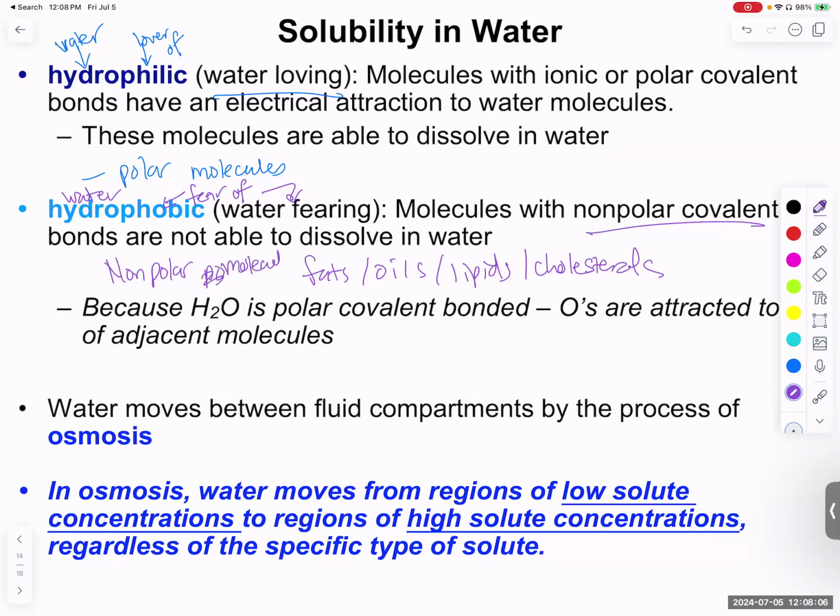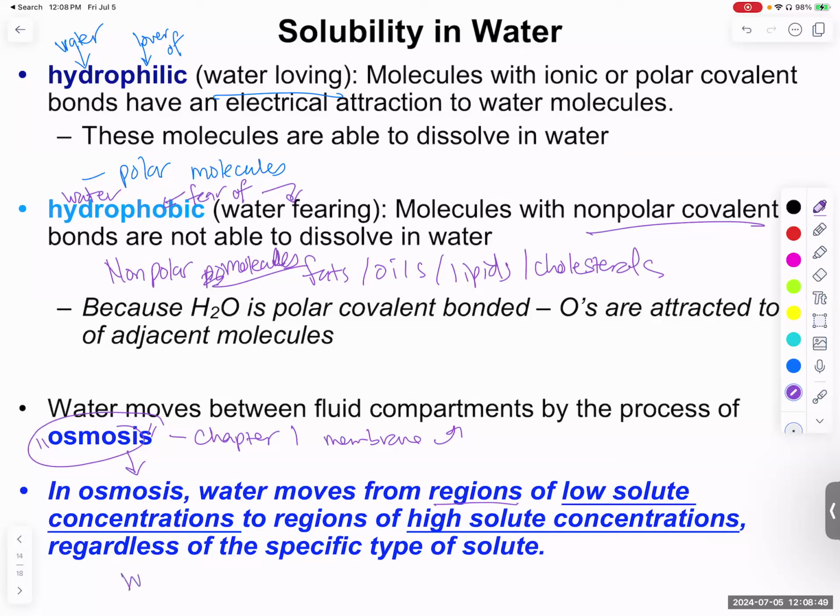Oops, molecules. I'm really starting to have problems writing. Okay, so water moves between fluid compartments. We kind of talked about this in chapter 1. We have membranes and they separate the body into compartments, and so things have to flow between those compartments. The way that water moves is called osmosis. Osmosis is a process in which water moves. Now, water is going to move from regions of low solute concentration to regions of high.